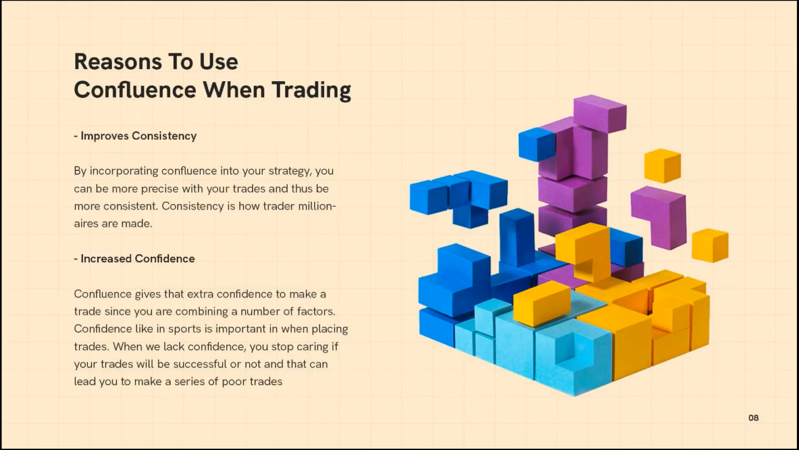So it improves consistency. By incorporating confluence into your strategy, you can be more precise with your trades and thus be more consistent. Consistency is how trader millionaires are made. When you implement confluences in trading, it helps you better your edge and your win rate. Your win rate is all about consistency, rinsing and repeating and doing the same thing over and over again.